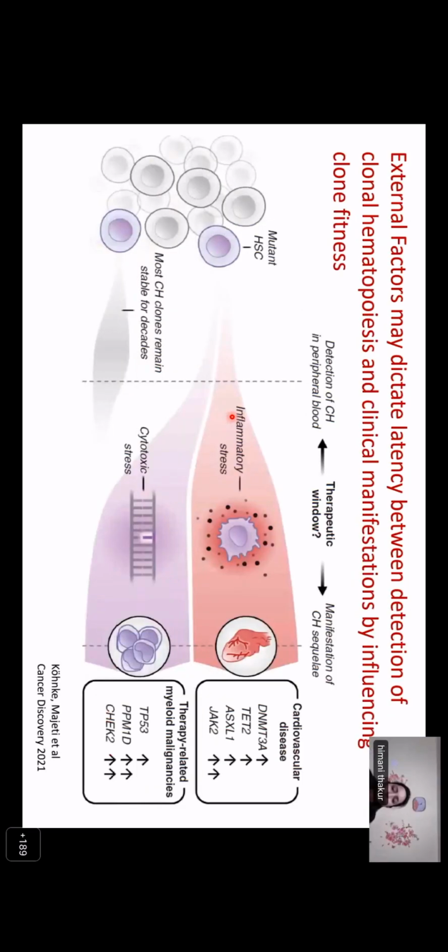There is also something else: in most patients, their clonal hematopoiesis stays stable for decades. Either when you have inflammatory stress or some cytotoxic stress, there are associated cardiovascular abnormalities or therapy-related myeloid malignancies. So there actually is a latent or therapeutic window which offers an opportunity in which you can intervene.